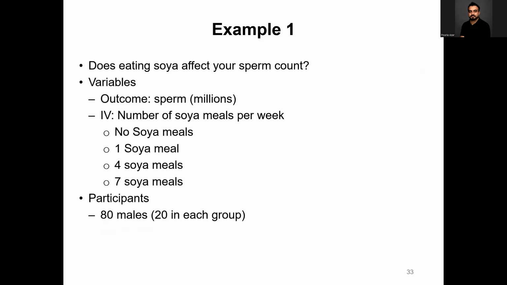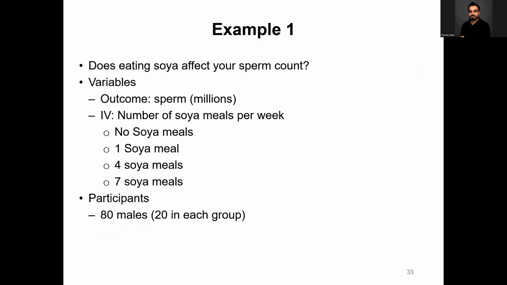If I had two groups, let's say the outcome is sperm count and I had no soy meal and seven soy meals, in that case I would go with the Mann-Whitney U test because I'm comparing the outcome of interest between two groups. But here in this example, I have more than two groups. I would go with the Kruskal-Wallis test.